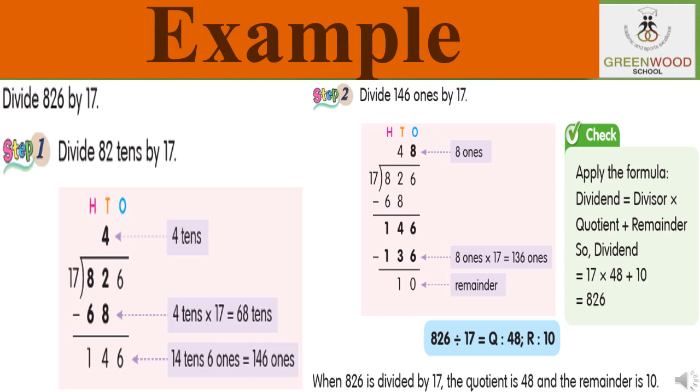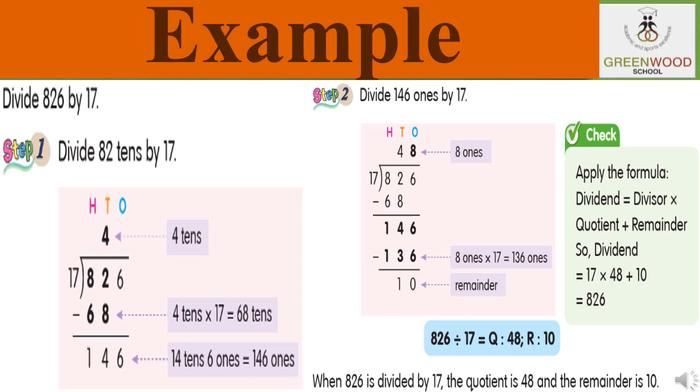So now the number becomes 146. Now in the table of 17, 17 eights are 136, a number less than 146. 146 minus 136 is equal to 10. So 10 becomes the remainder while 48 becomes the quotient.